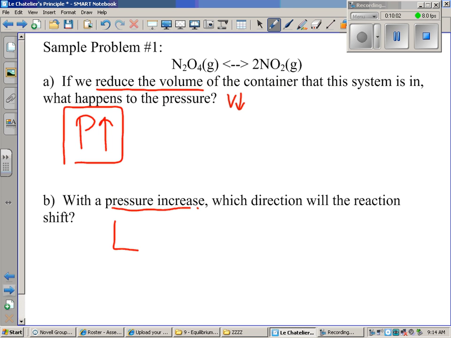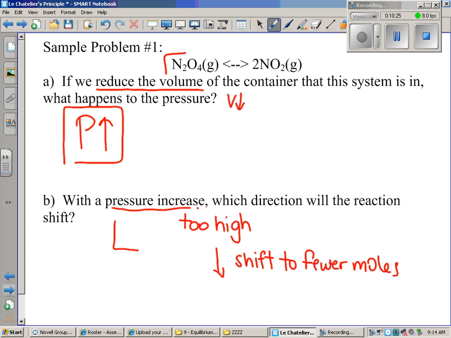Now with that pressure increase, we have to figure out which way this reaction is going to shift. So the issue is the pressure is too high. So what we need to do is to bring it back down. So to bring it down, we have to shift to the side with fewer moles. Okay, so we go back up here. On this side, I have 1 mole. On this side, I have 2. So to shift to the side with fewer moles would be to shift to the left. Take a look at that again. You're shifting to the side with fewer moles. We want to shift to the left.